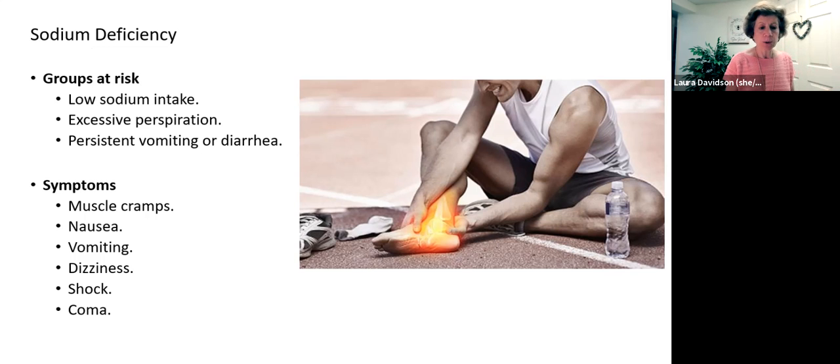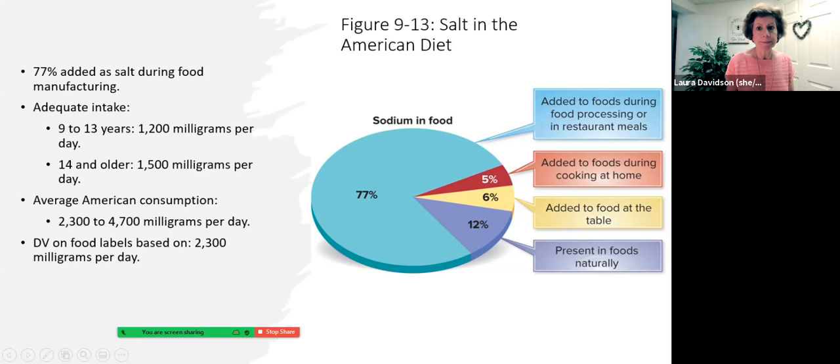When my children were swimming in high school many years ago, there was a young athlete that kept cramping up during his events. He went to the doctor and found out that he actually had low sodium levels, and the remedy for that was for him to drink some pickle juice before he competed. So you can see muscle cramps, nausea, vomiting, and dizziness are all symptoms of low sodium.